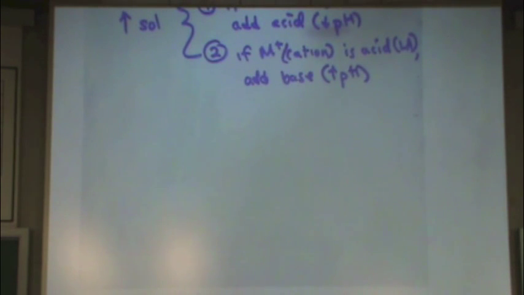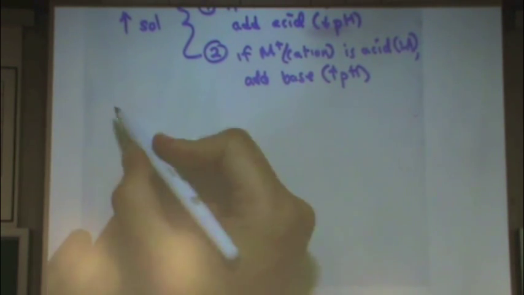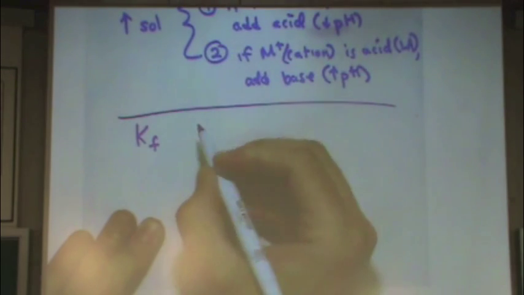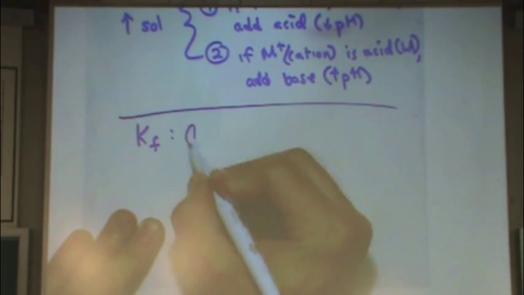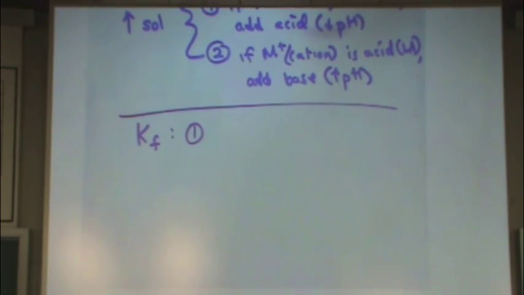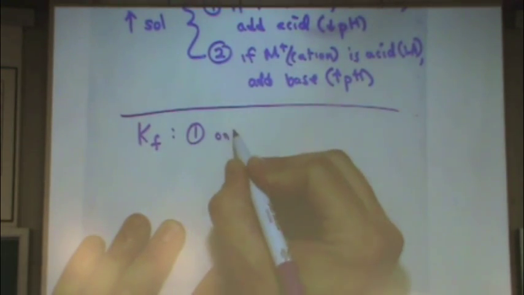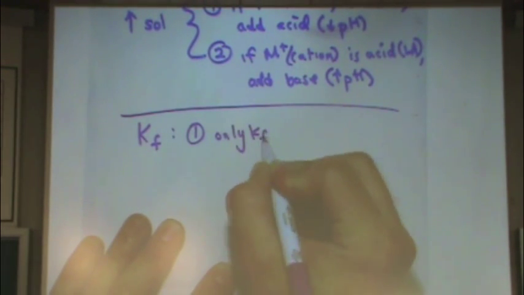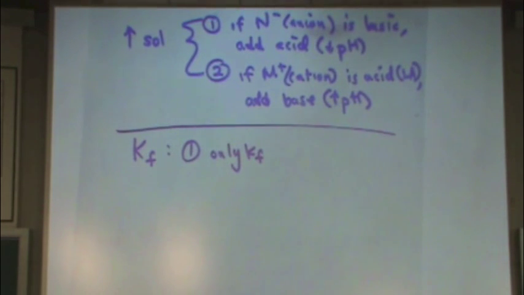Okay, let's get a different color here. There we go. KF. What kind of problems can we have with KF? First kind of question we could have is it's only a KF problem. So KF, or a complex ion, is the only item in solution. Okay, that's the only thing. A complex ion is something with a transition metal in it. So if it's a transition metal in KF, then it would be one of these.